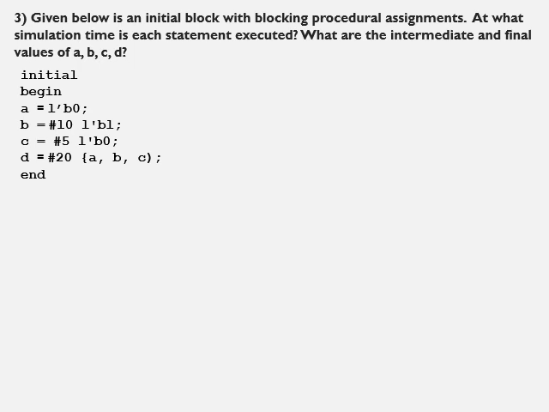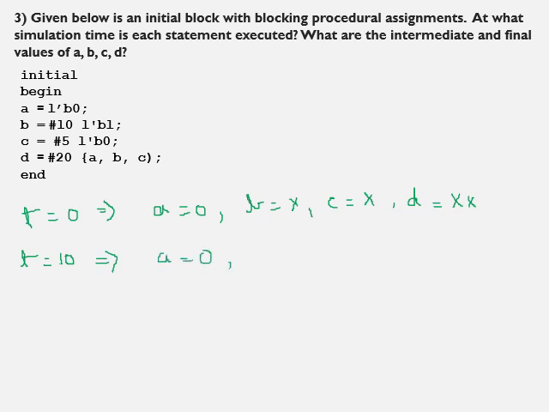Say at time t equal to 0, A will be initialized to 0. B is unknown, C is unknown and D is also unknown. At time t equal to 10, A was 0 initially, and now B will become equal to 1 because of this statement. C is unknown and D is also unknown.